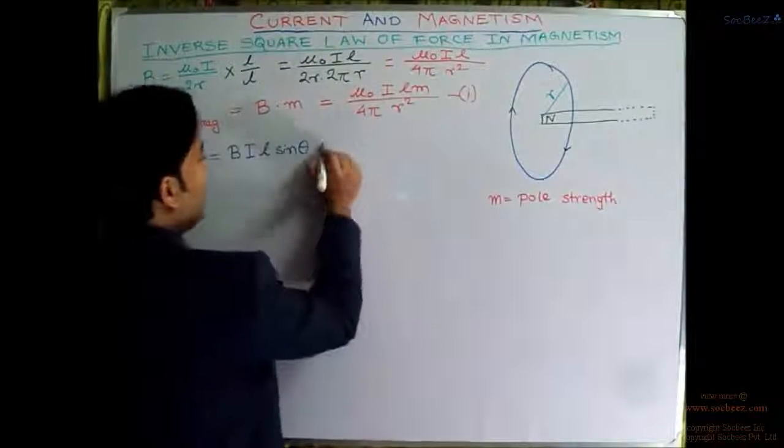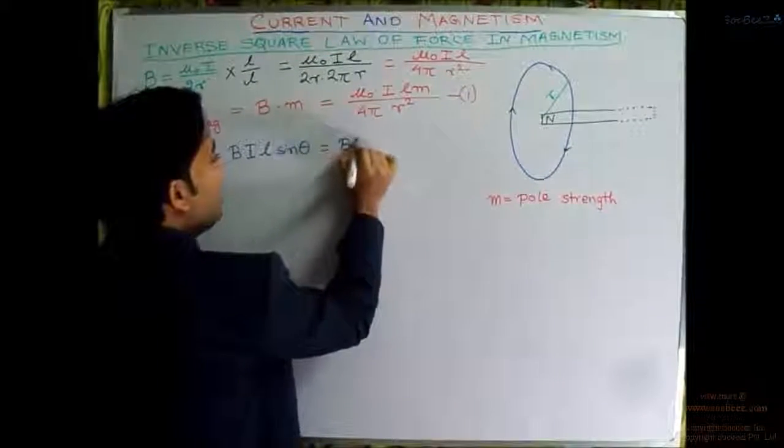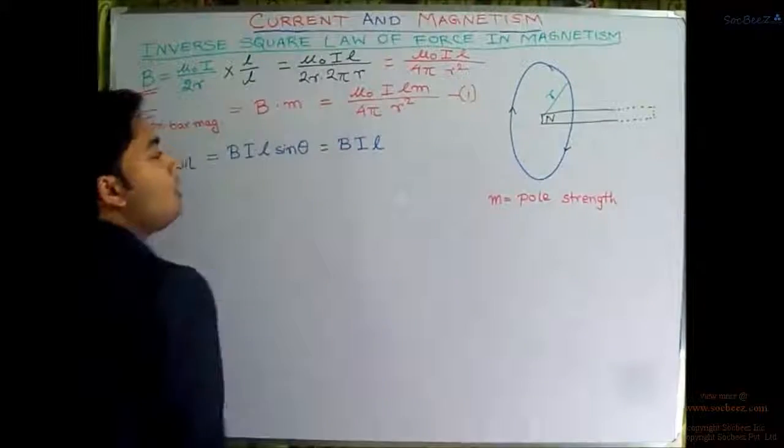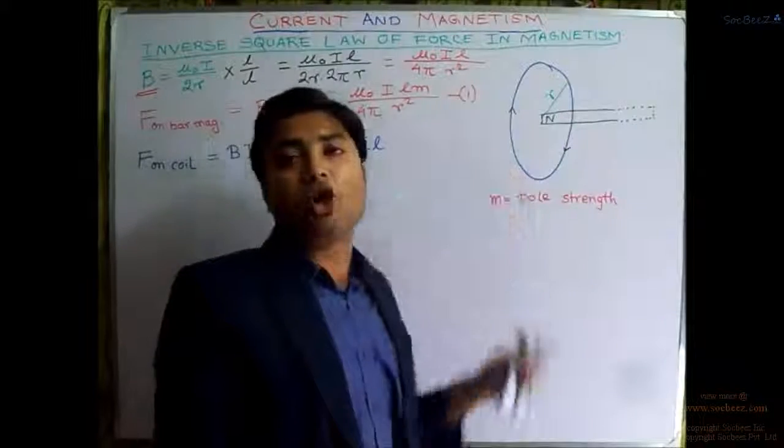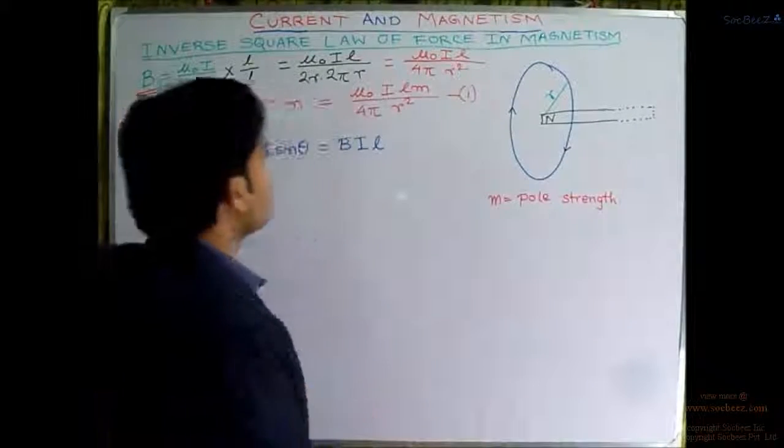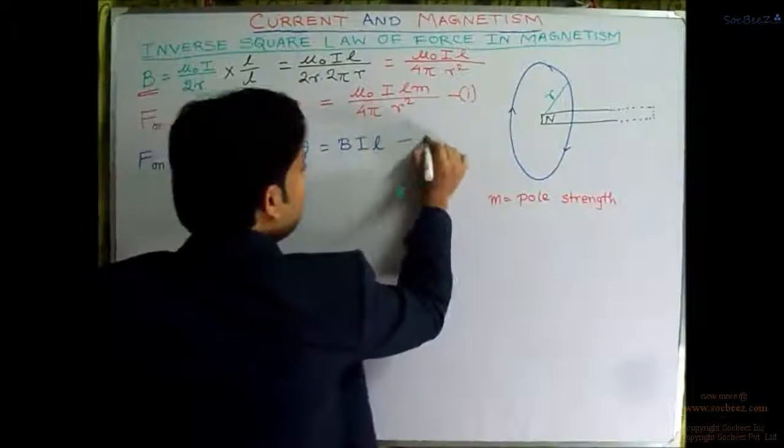So we can write it as BIL. Now what is L? L is the length of this coil, right? So let us give it as equation 2.